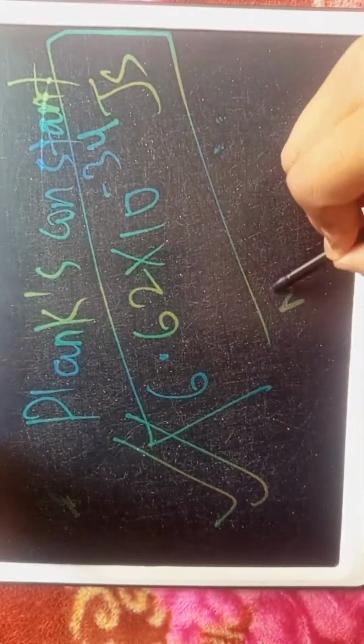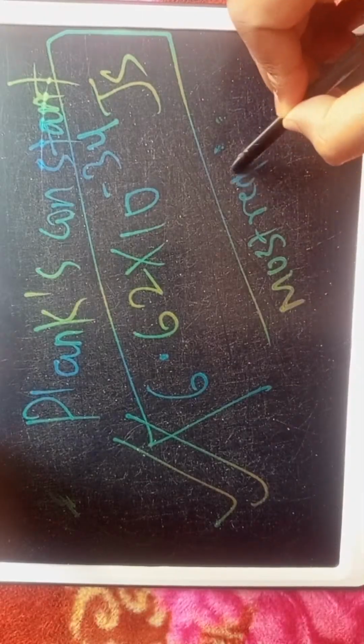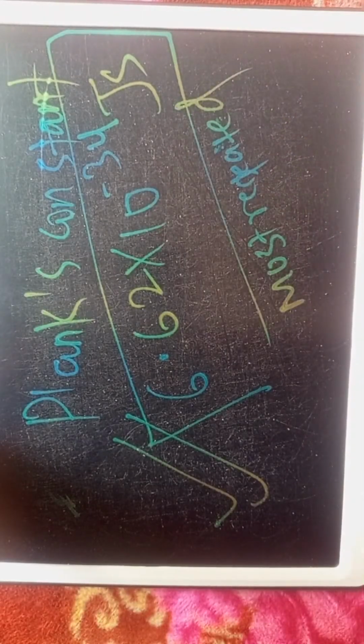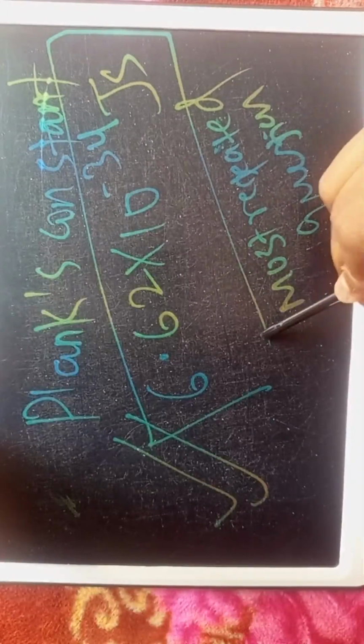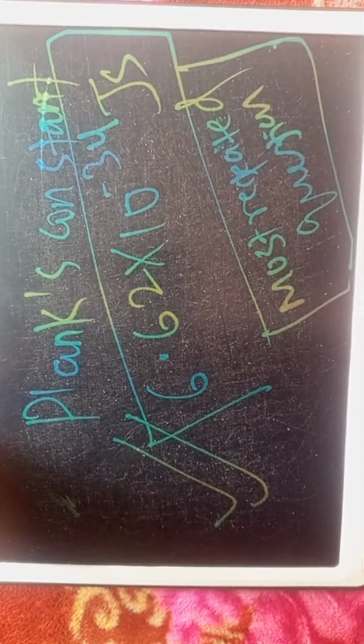Most repetitive question, most repeated questions: Planck constant. What is the value of Planck constant? 6.62 into 10 to the power minus 34. That is very important. Another: wave nature of electron. This is most important.